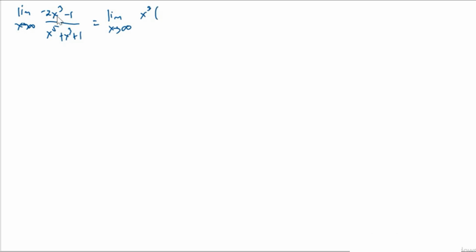So we have negative 2x cubed divided by x cubed. So the quotient is negative 2, and negative 1 divided by x cubed. So the answer is negative 1 over x cubed.